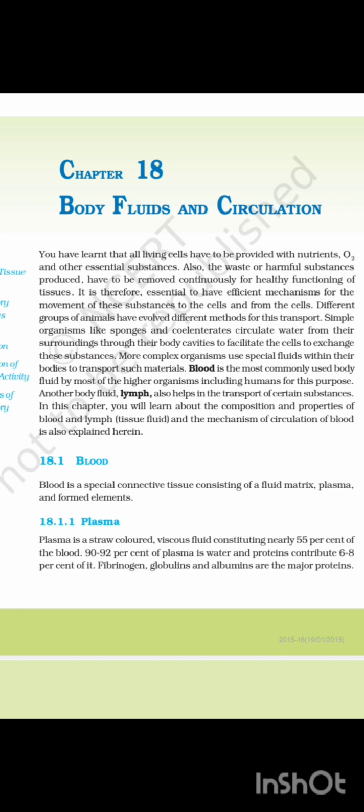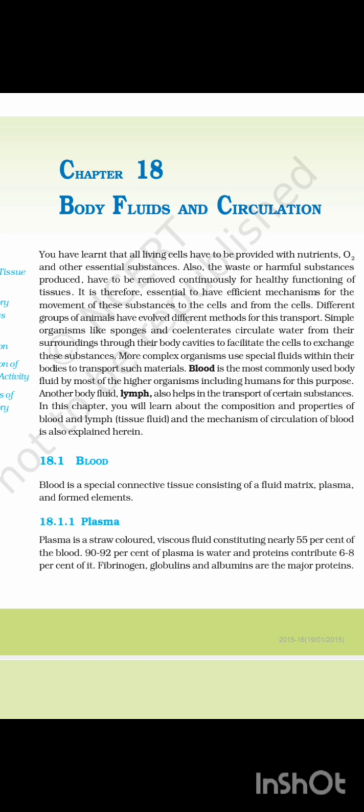Different groups of animals have evolved different methods for this transport. Simple organisms like sponges and coelenterates circulate water from their surroundings through their body cavities to facilitate the cells to exchange these substances. More complex organisms use special fluids within their bodies to transport such material. Blood is the most commonly used body fluid by most of the higher organisms, including humans, for this purpose. Another body fluid, lymph, will also help in the transport of certain substances.